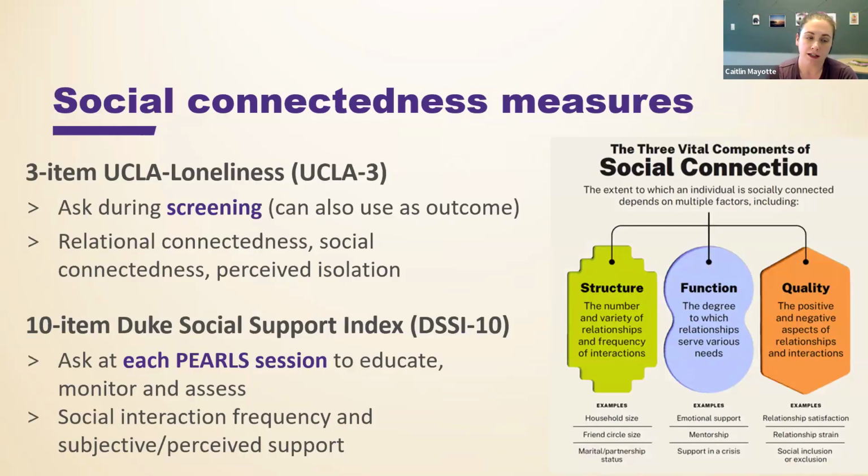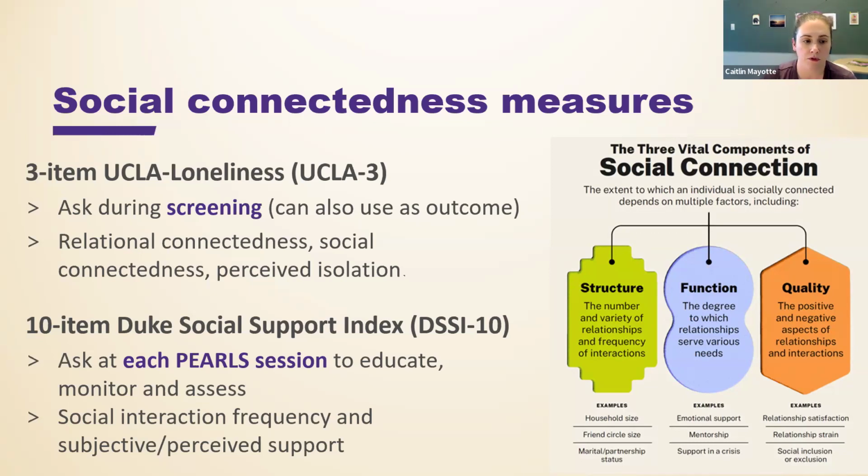So we have a couple different social connectedness measures that we have tested in research studies. One is the 3-item UCLA loneliness. We would recommend that that is asked during screening. It could also be used at the end as an outcome. And this is asking about relational connectedness, social connectedness, perceived isolation. The 10-item Duke Social Support Index is something that we have asked at each PEARL session to monitor and assess. And it's asking more about social interaction frequency and more of a subjective or perceived support.